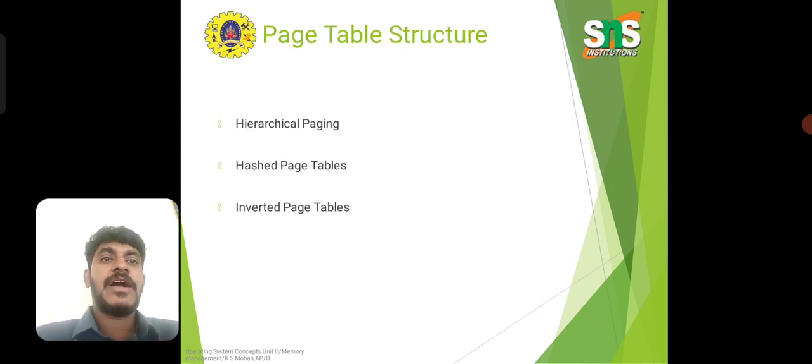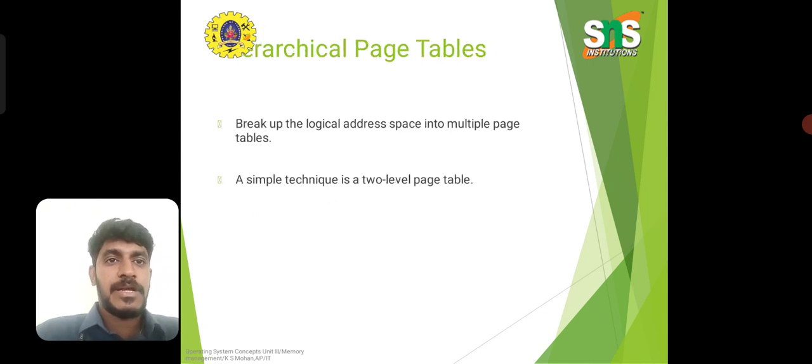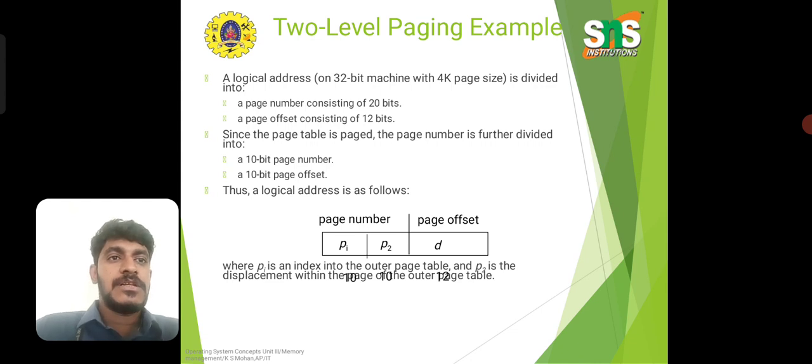Page table structure includes hierarchical paging, hashed page tables and inverted page tables. Hierarchical page tables break up the logical address space into multiple tables. A simple technique is a two-level page table. The logical address is divided into a page number consisting of 20 bits and a page offset of 12 bits. Since the page table is paged, the page number is further divided into a 10-bit page number and a 10-bit page offset. Thus a logical address has the page numbers p1, p2 and a page offset d.